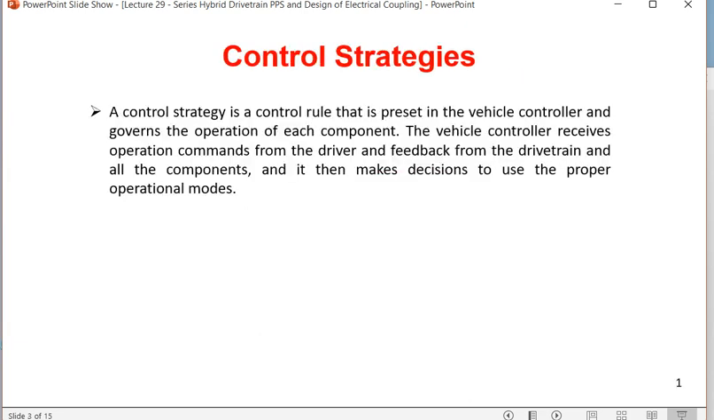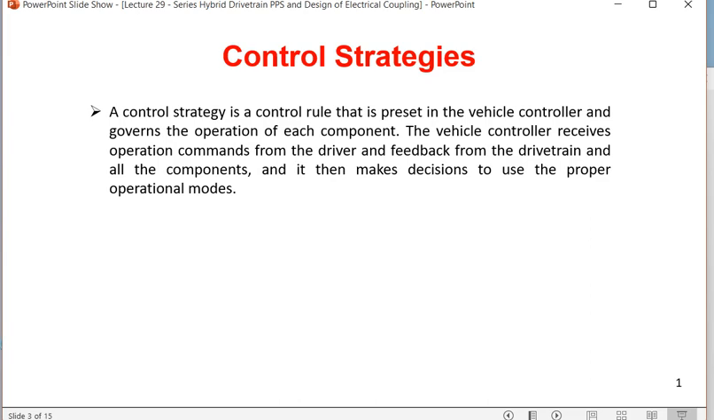This is a slide that was shown to you yesterday. It says that a control strategy is a control rule for the series hybrid drivetrain that is preset, that means predetermined, in the vehicle controller and governs the operation of each component.